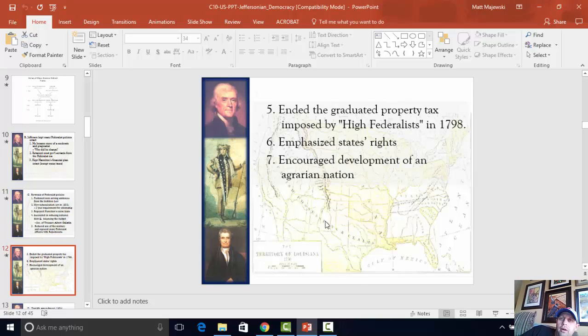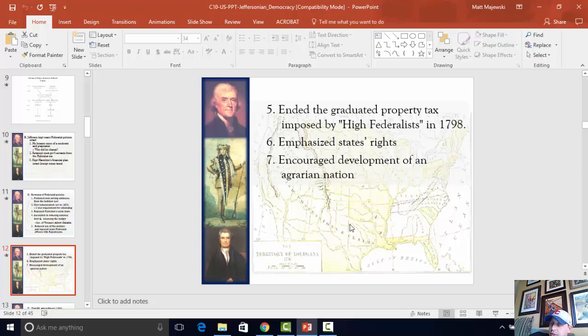Moving along here, what else does Jefferson do to reverse or change some of these Federalist policies? Well, he ends the graduated property tax. Now, there had been a property tax that had been imposed by Federalists in 1798. Again, this was a graduated property tax. So what that means is the more land that you owned, the higher the tax that you paid. That's what graduated means. The more of something you have, the higher percentage of tax you paid on it. This had been imposed by the Federalists.